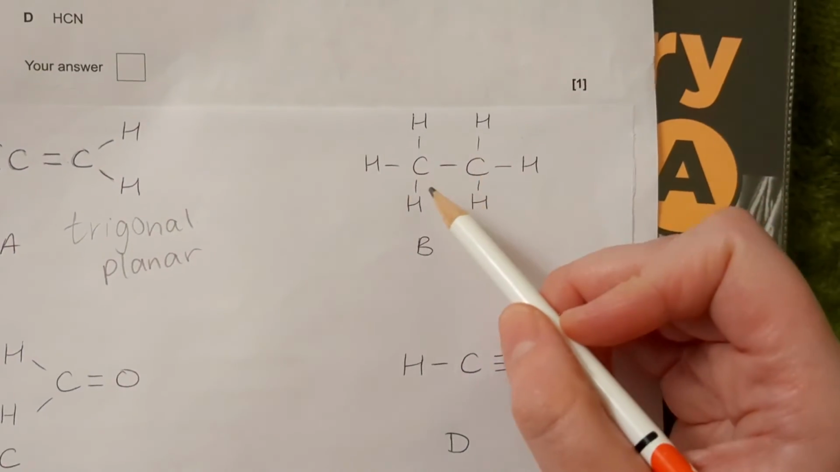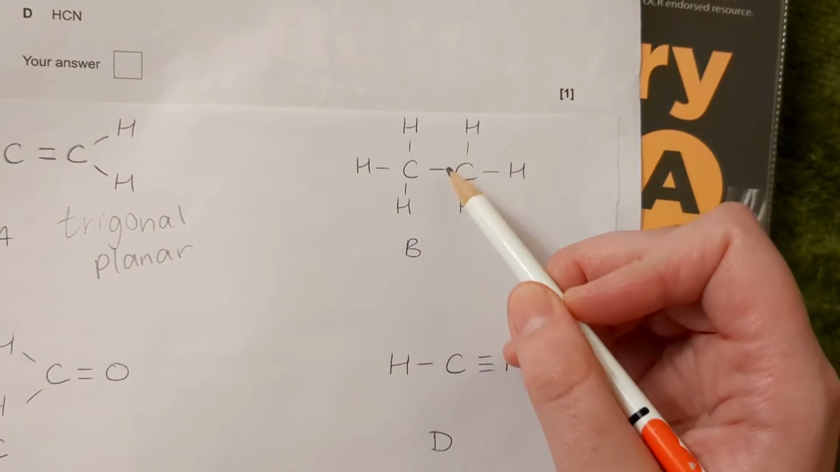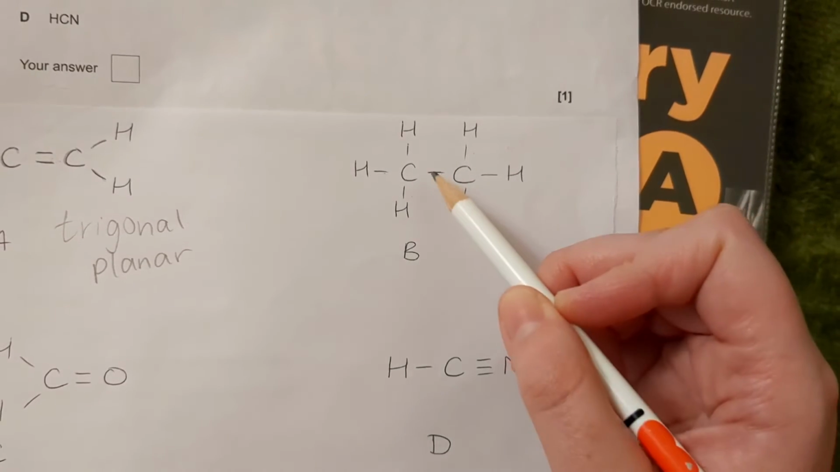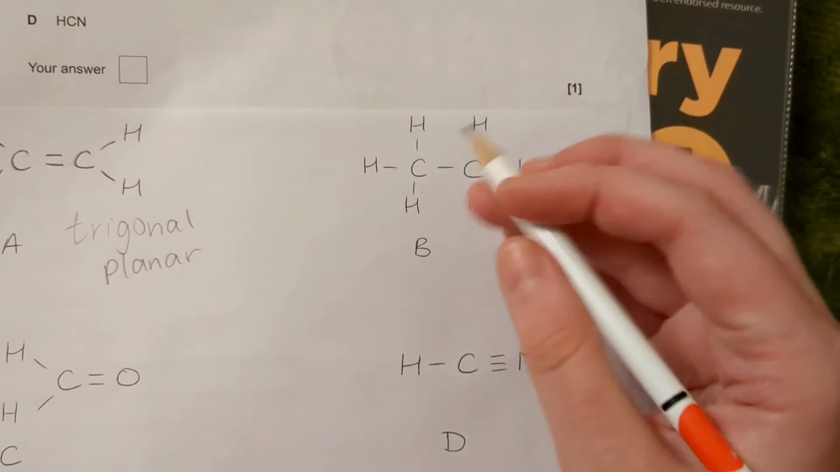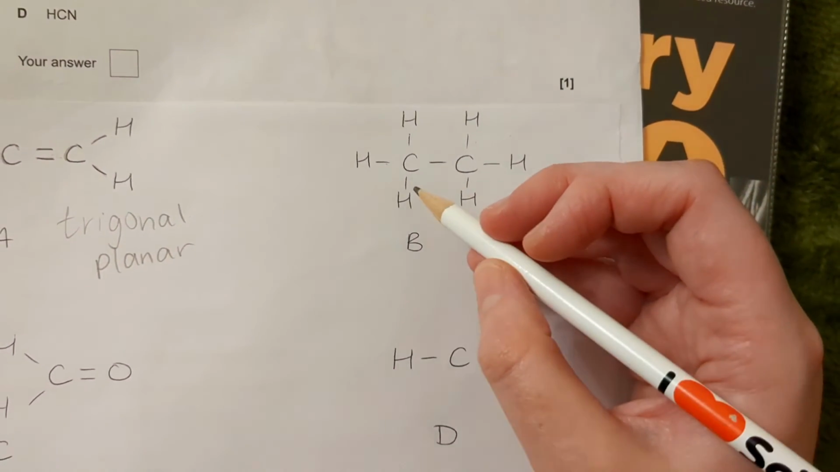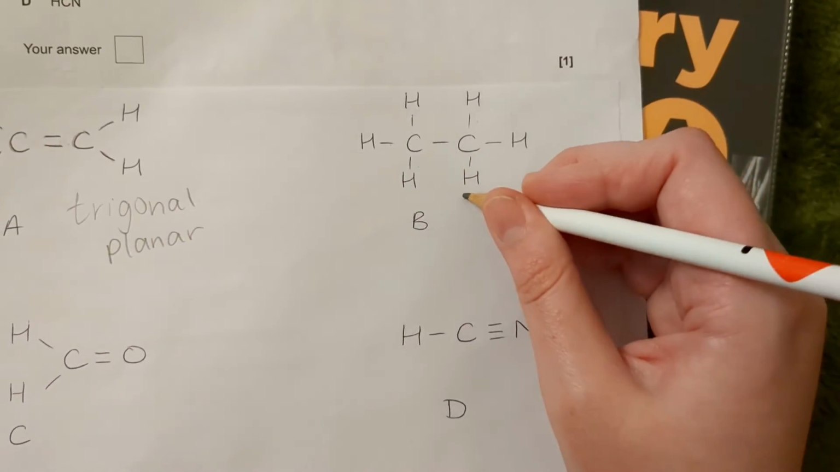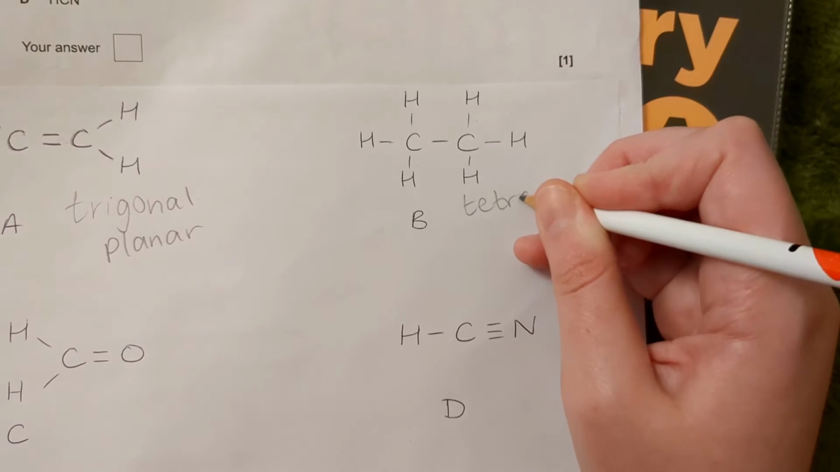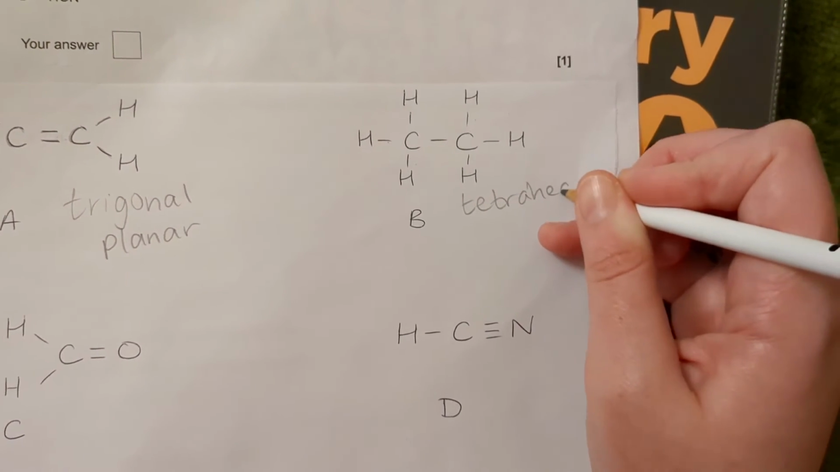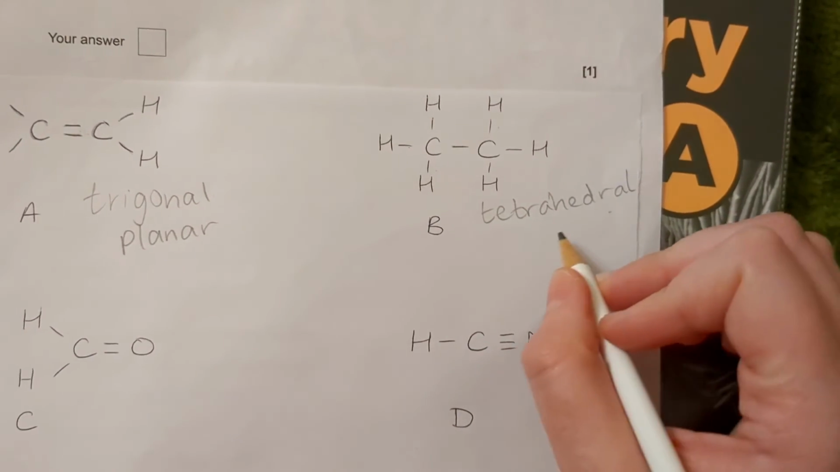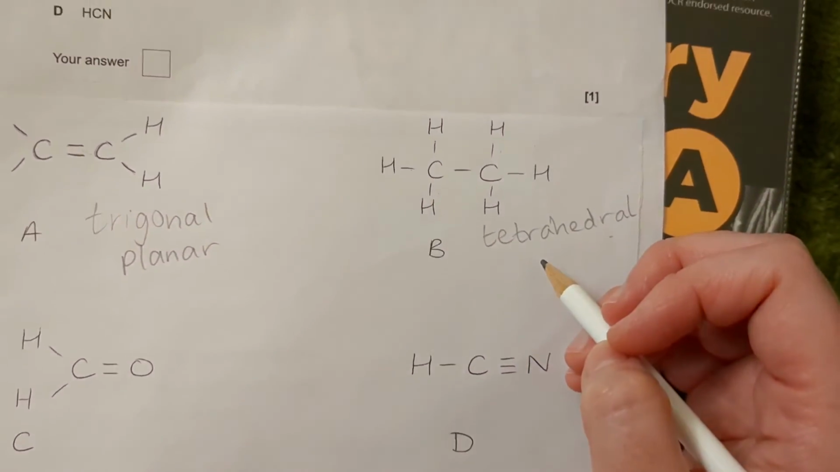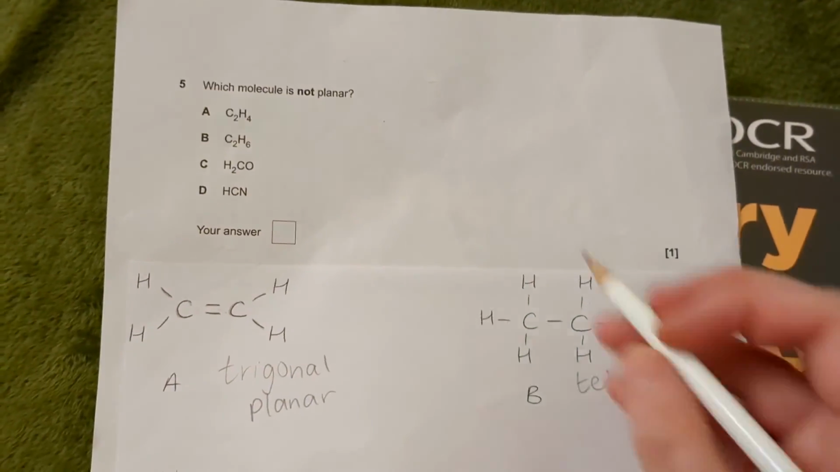If we look at B, we've got 4 bonding pairs around each of the central carbon atoms and 0 lone pairs. Anything with 4 bonding pairs and 0 lone pairs has a tetrahedral shape with bond angles of 109.5. Now that is not planar, that is actually 3-dimensional. So the answer is B.